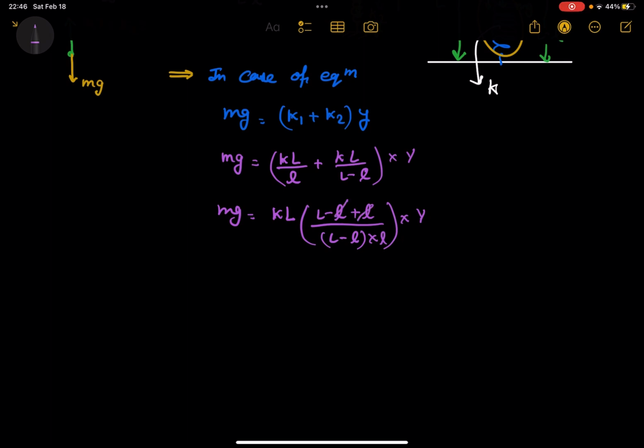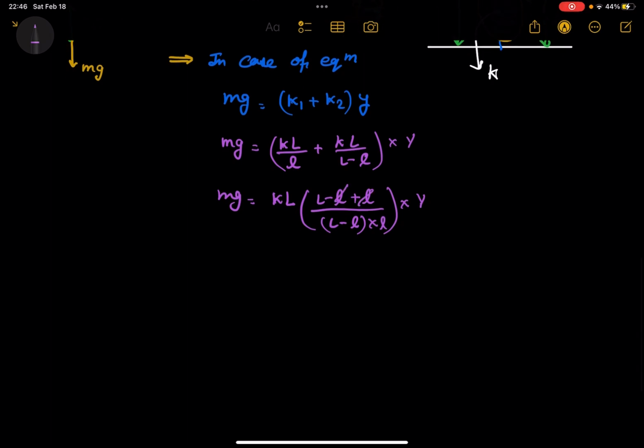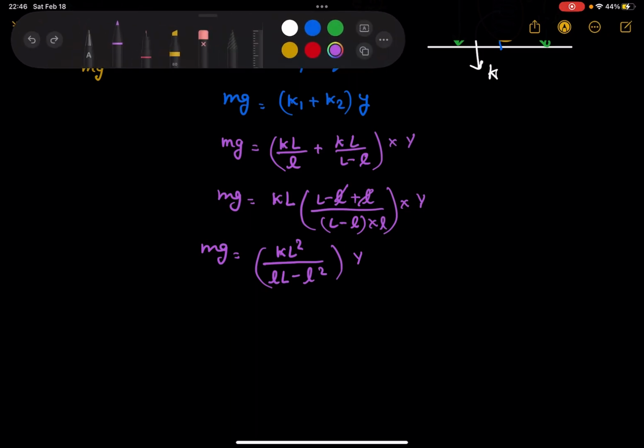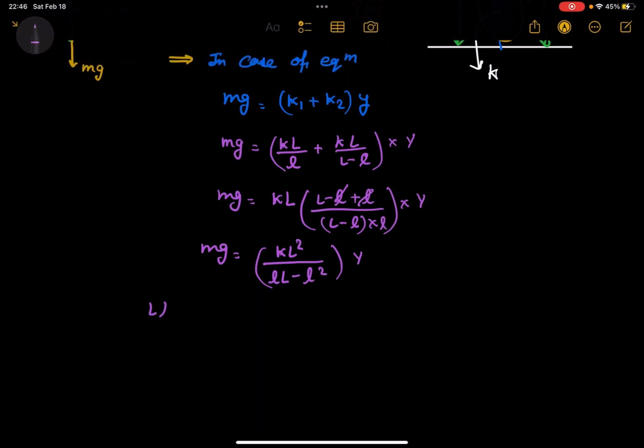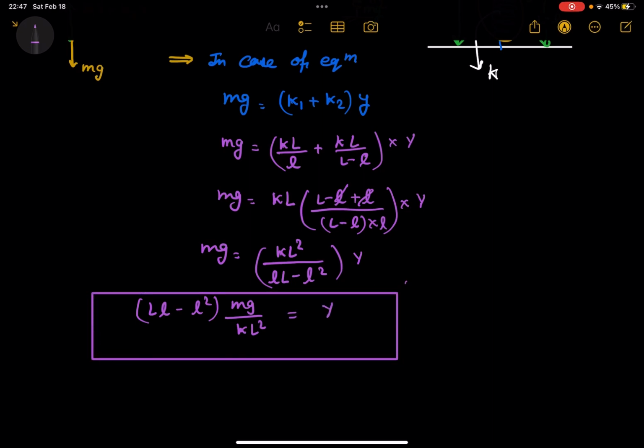My dear friend, this small l cancels. So it is mg is equal to K L square over l into L minus l, into y. Finally, this is the mg. You can say that l into L minus l into mg by K L square is equal to y. So look, this represents a parabola, a downward parabola.